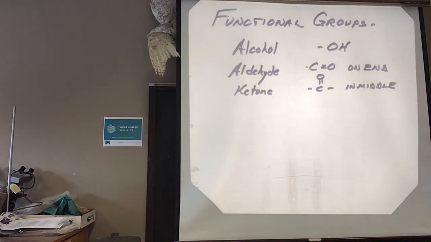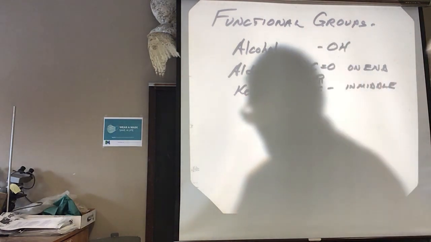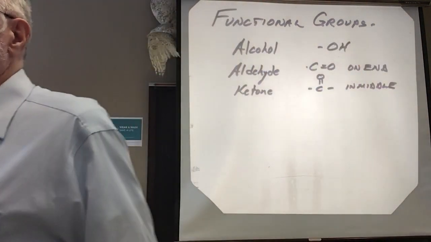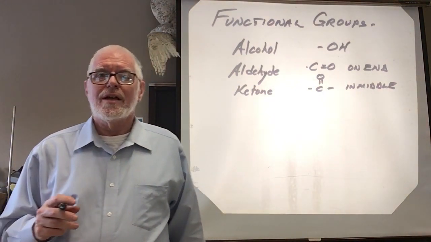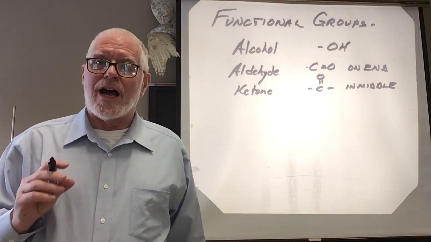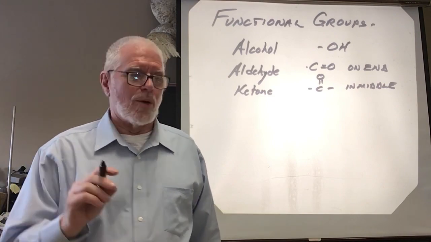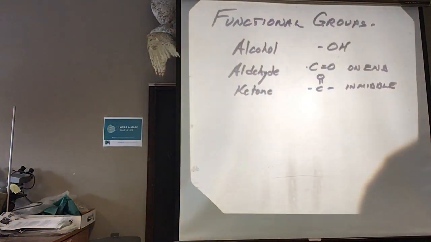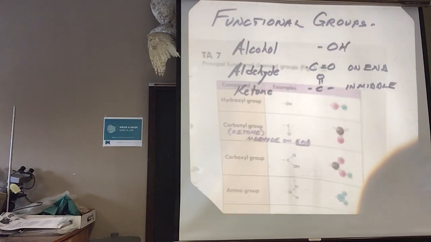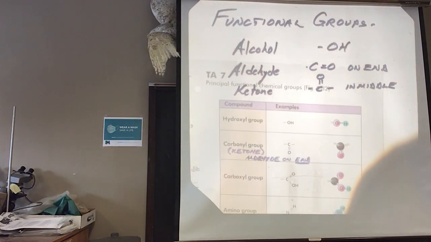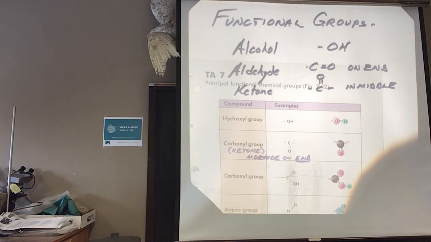A double bonded oxygen forms two different types of groups depending on where the carbon is that it's attached to. If it's attached at the end, it's an aldehyde. If it's attached in the middle, it's a ketone. Let's see. That's showing a ketone.